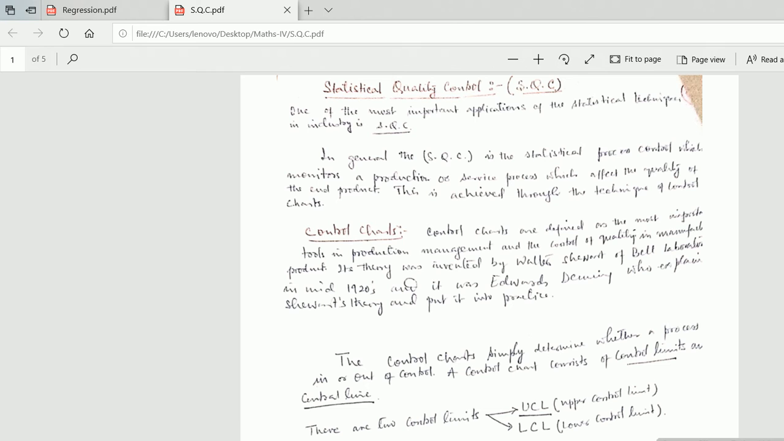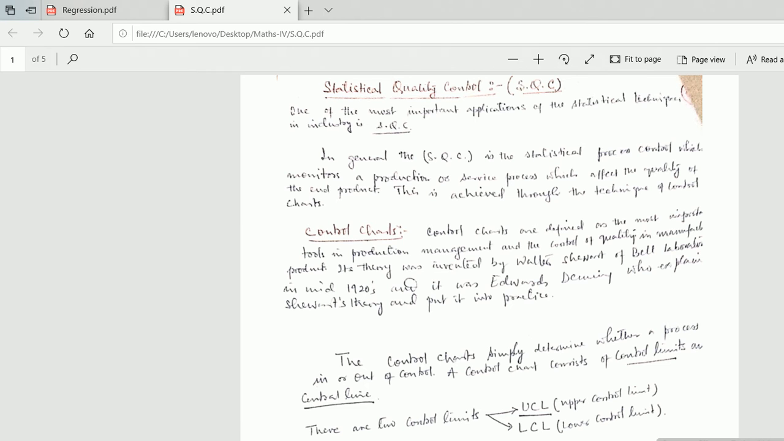Dear students, in this fifth lecture, we are going to discuss statistical quality control. Now, see what is statistical quality control. One of the most important applications of statistical techniques in industry is statistical quality control.